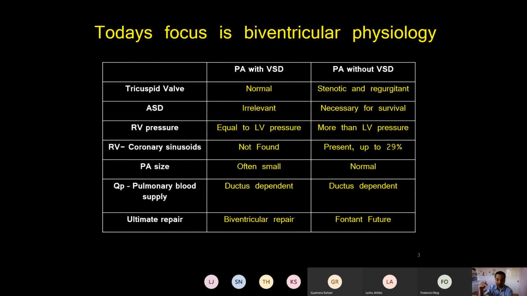Because it's a closed compartment in the RV, the pressure in the RV is going to be high, and you are at risk of having RV to coronary sinusoids, a very dangerous anatomy and pathophysiology. Again, with pulmonary atresia you need ductus-dependent pulmonary flow in the neonatal period, and then we will intervene. Patients without VSD in pulmonary atresia have a Fontan future, so it's a single ventricle pathway. This is how I have put those things together.